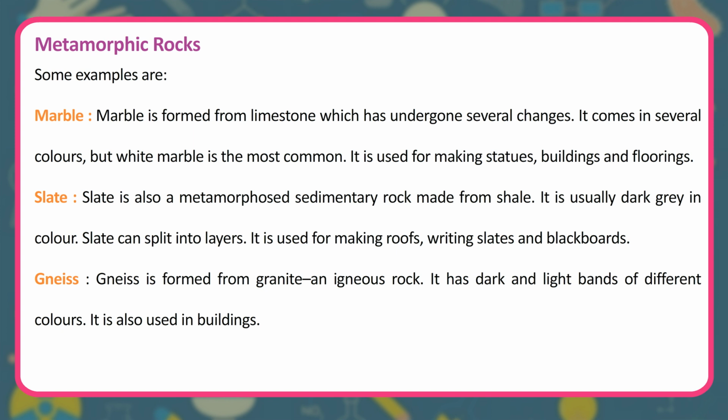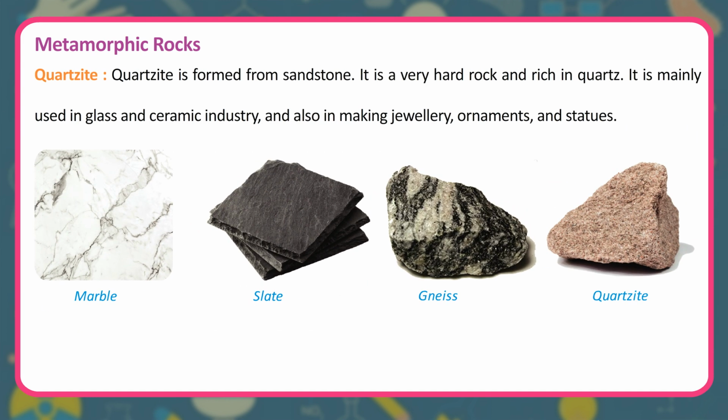Slate can split into layers. It is used for making roofs, writing slates and blackboards. Gneiss. Gneiss is formed from granite, an igneous rock. It has dark and light bands of different colors. It is also used in buildings.